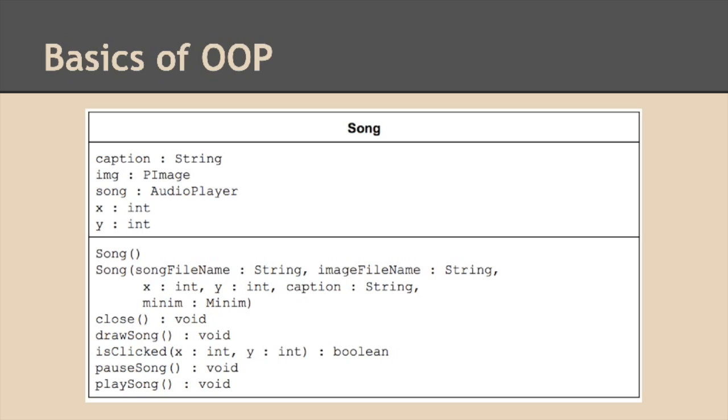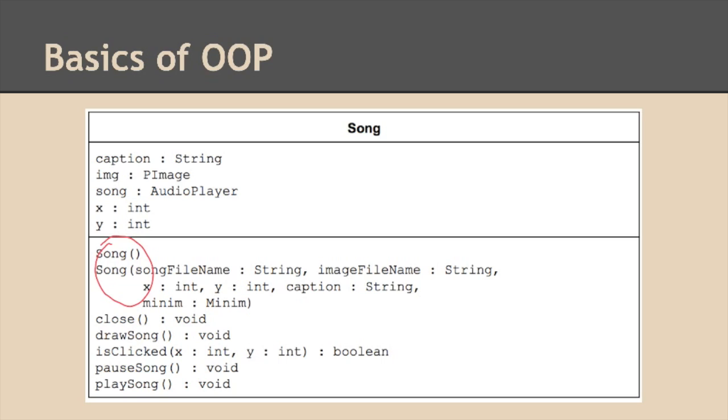Down below, though, in the bottom box, we have a series of methods that this class supports, and that's the interface that we use in order to interact with this song object. So we have a method to draw the song on the user interface, which of course would display its image and its caption. We have a method to tell whether or not that song has been clicked on. We have a method to pause the song. We have a method to play the song. And we also have a method to close everything down. Now these 2 methods up here are constructors, and we'll come back to those in a minute.